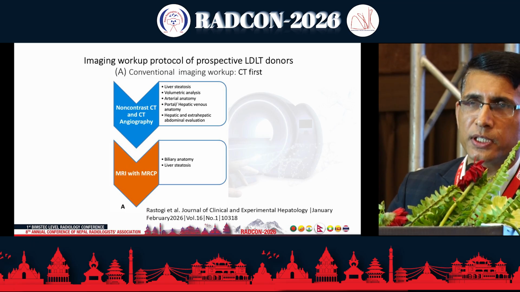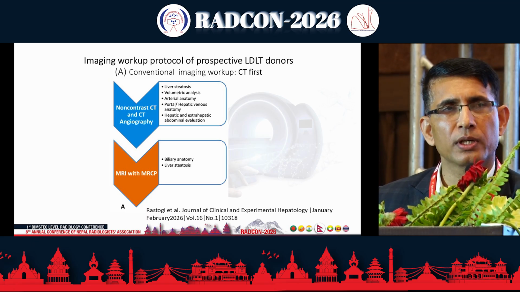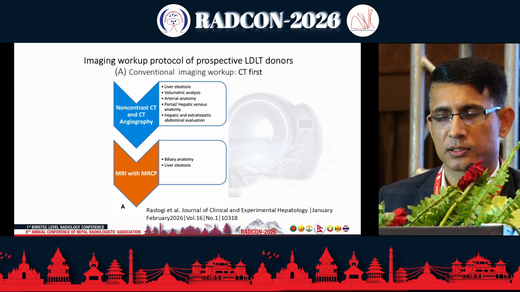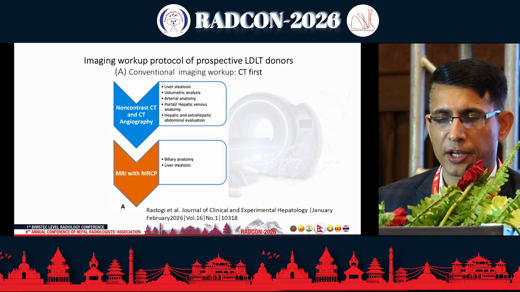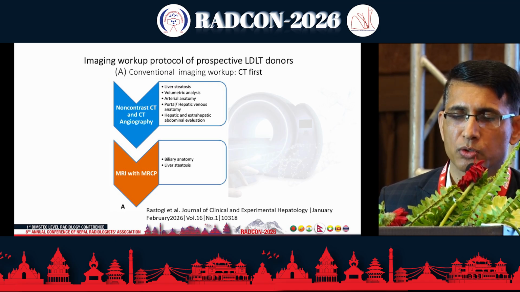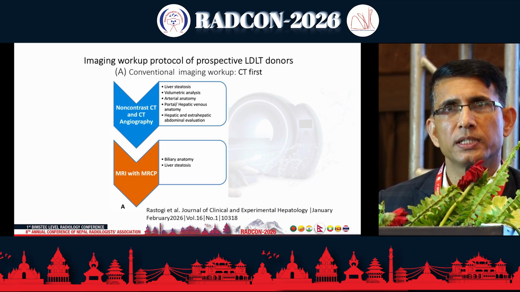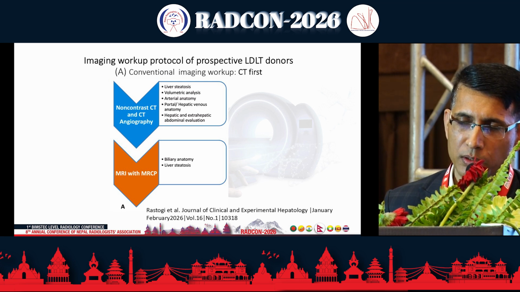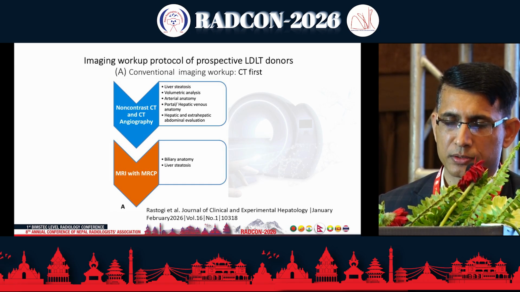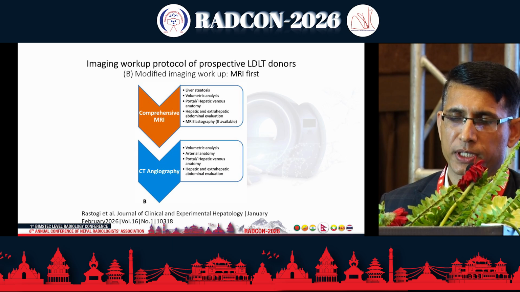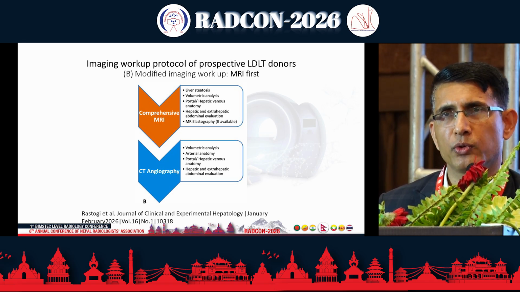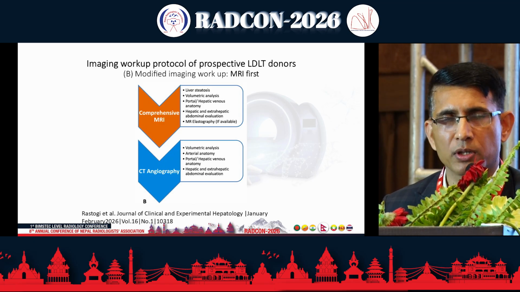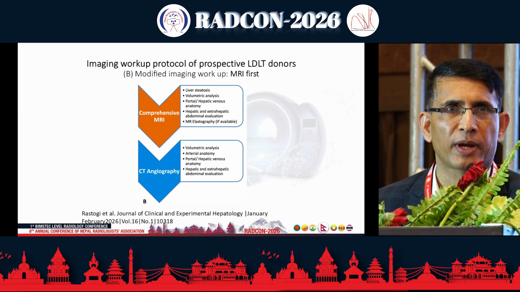So we are following this approach. There are different approaches. Some centers, especially in India, do MRI first and CT after the MRI. In our center, we do the CT first. So we acquire non-contrast and contrast CT in arterial, portal venous and venous phase images. In the CT, we see whether the liver is fatty or not. Then volumetric analysis, arterial, portal venous anatomy evaluation, and exclusion of significant disease. And then we do the MRCP for biliary anatomy. We have not yet started doing MR fat quantification.